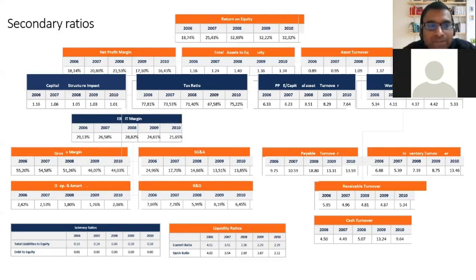Now we don't have the absolute number of sales here, right? But this is just a sample basically. So if we have an absolute number, our conclusion would definitely corroborate with the facts. Okay, so that is how our secondary ratios are.